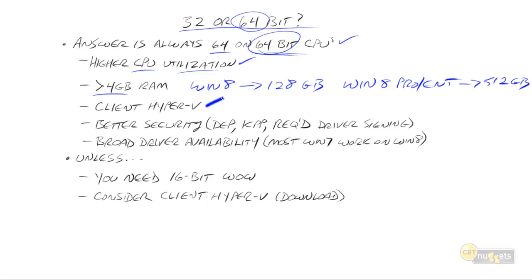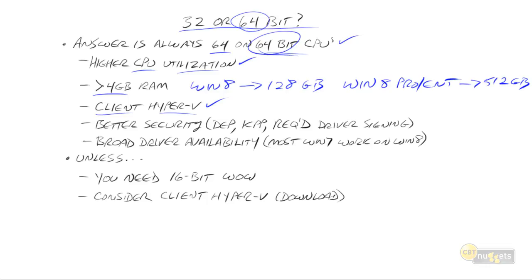Now, the other advantage you'll get there, and this is a big one, is Client Hyper-V. This is very useful in terms of backwards compatibility. You may have an older application that does not support a 64-bit version of Windows. So you may have to install what we call Client Hyper-V, and that allows you to actually install an older version or a 32-bit version of Windows inside of your host operating system.